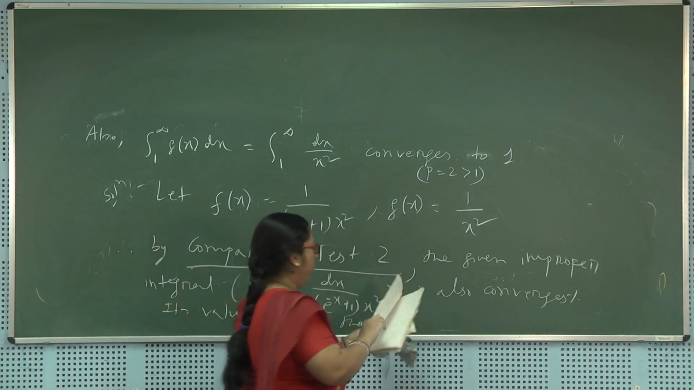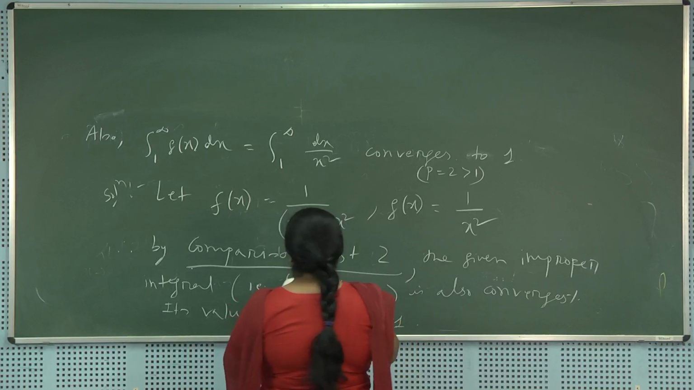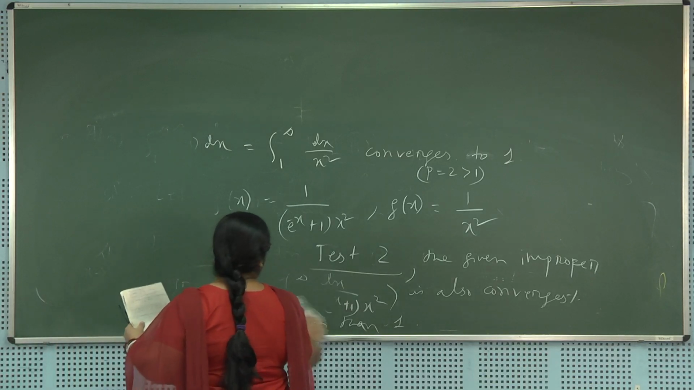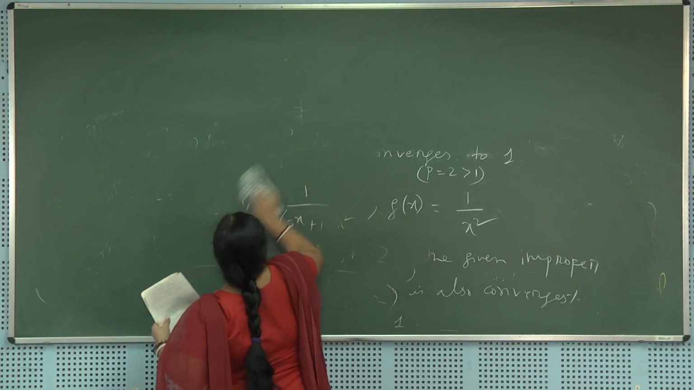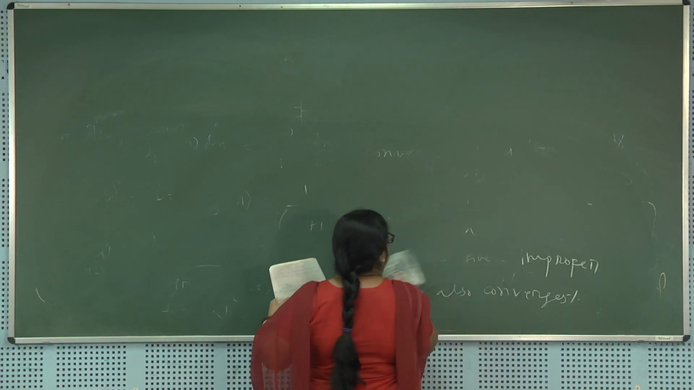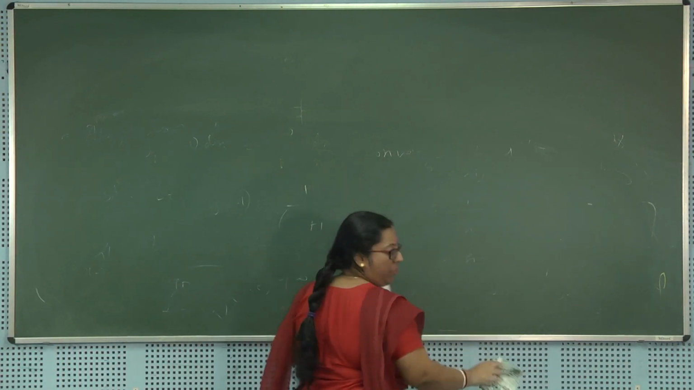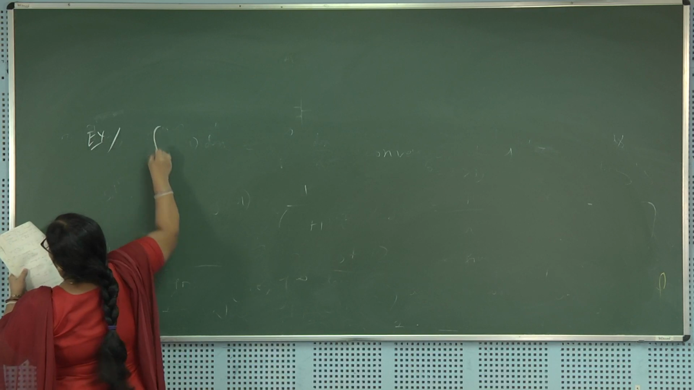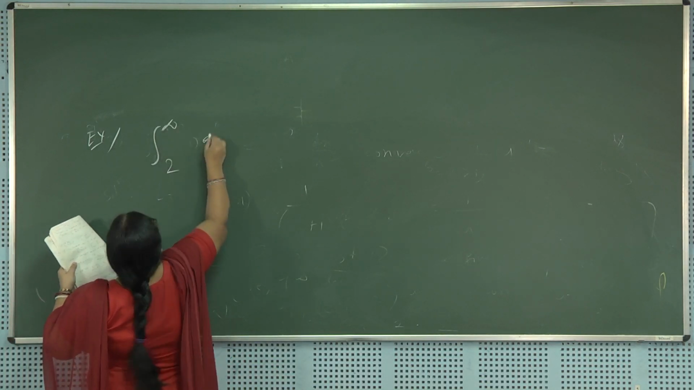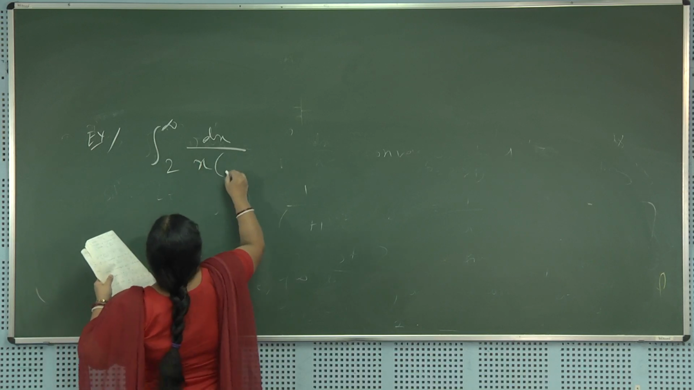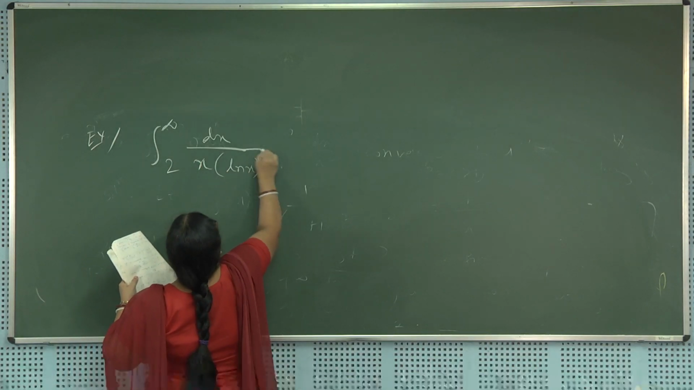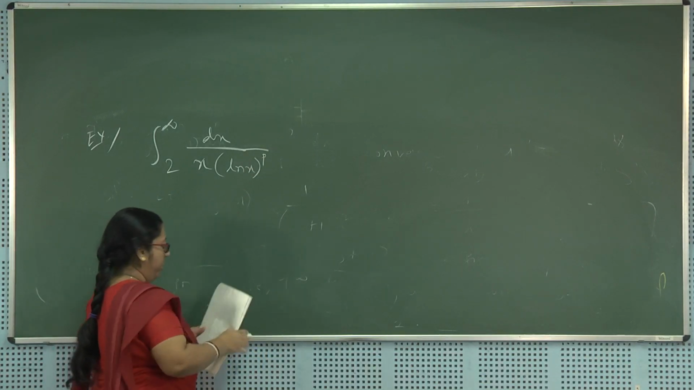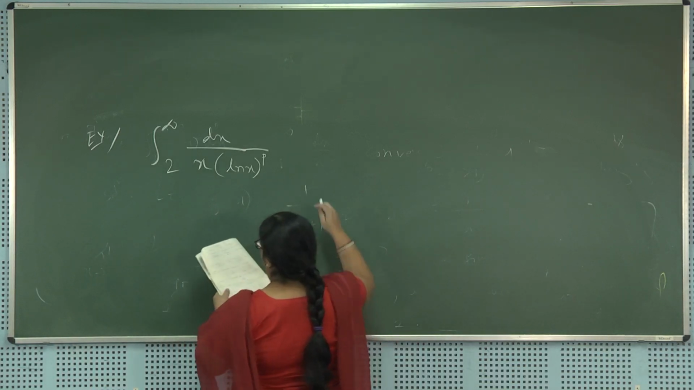Okay. Next, we move on to some other problems. Take down some more problems which you can practice at your home. Exercise: integral 2 to infinity dx upon x times log x to the power p. You have to discuss the convergence. Here you have to do by substitution. You have to substitute, say log x is equal to t.